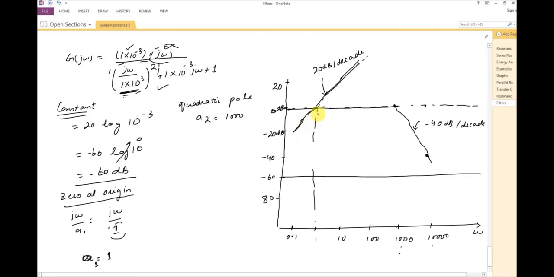So we have 3 different graphs. The first one is 0, the second one has the value minus 20 dB, and the third one has the value minus 60 dB, right? So at this point it's minus 20 dB, minus 60 dB, and 0 dB. So it will become minus 80 dB.